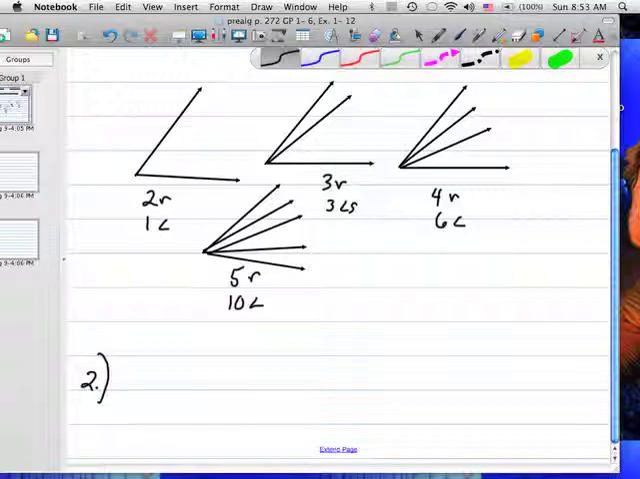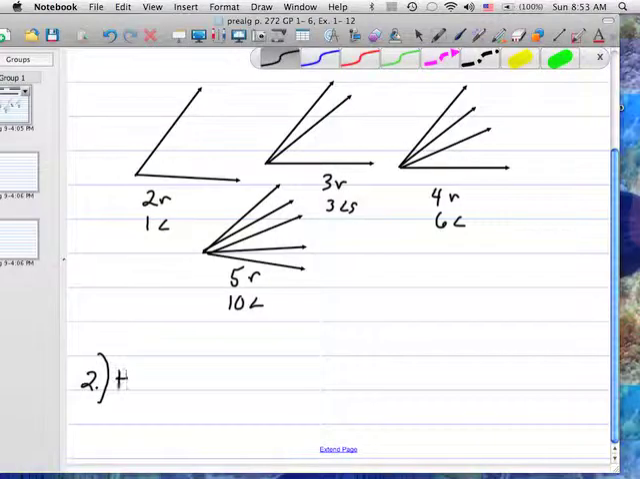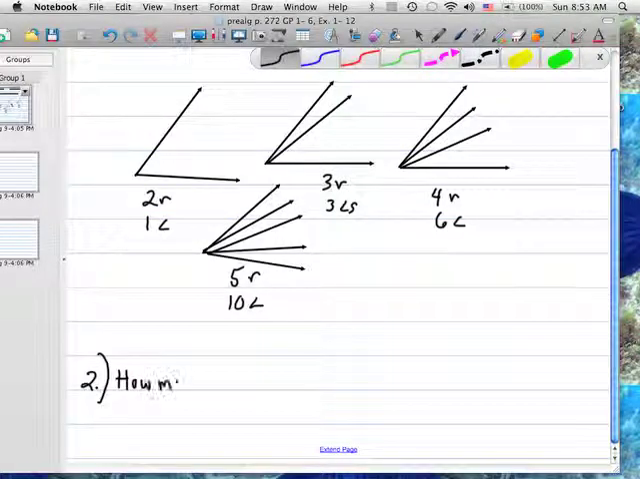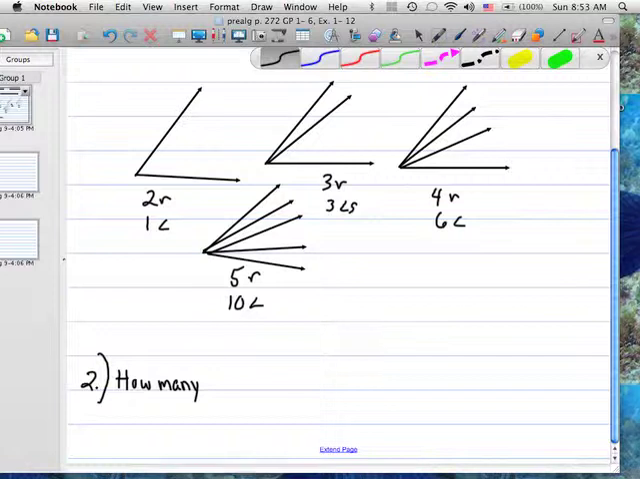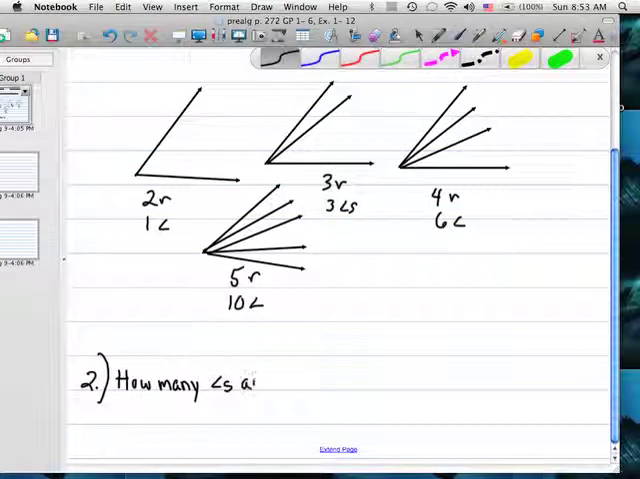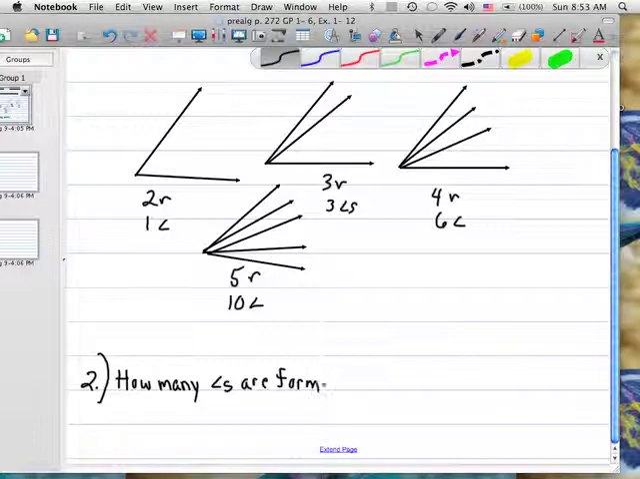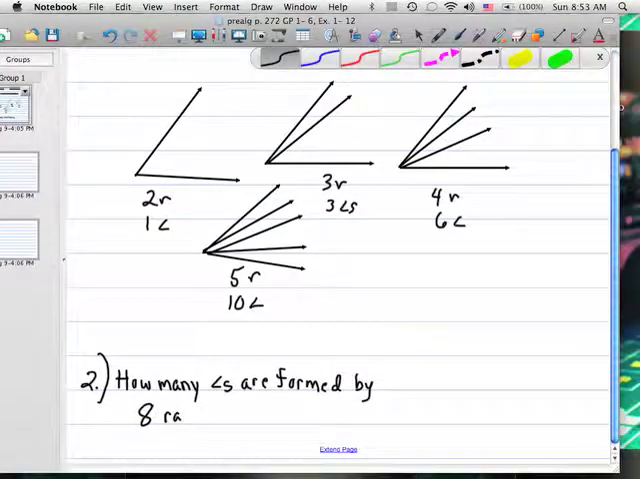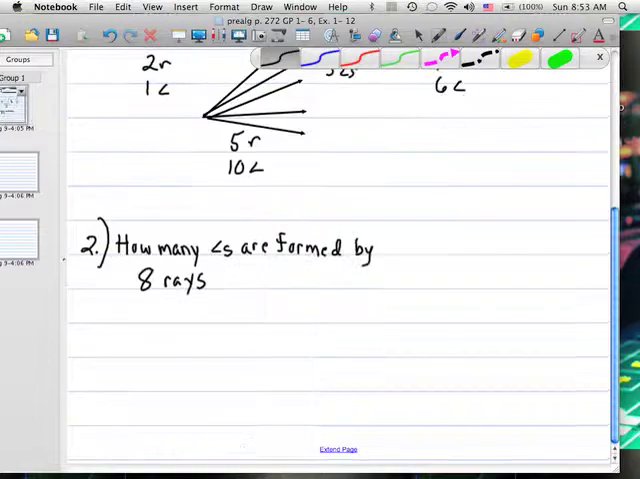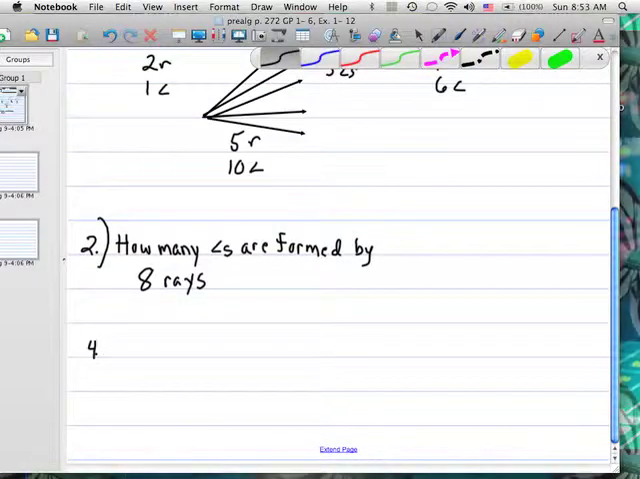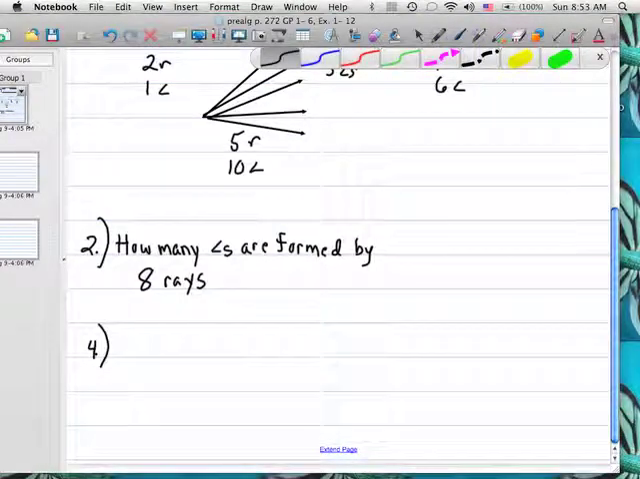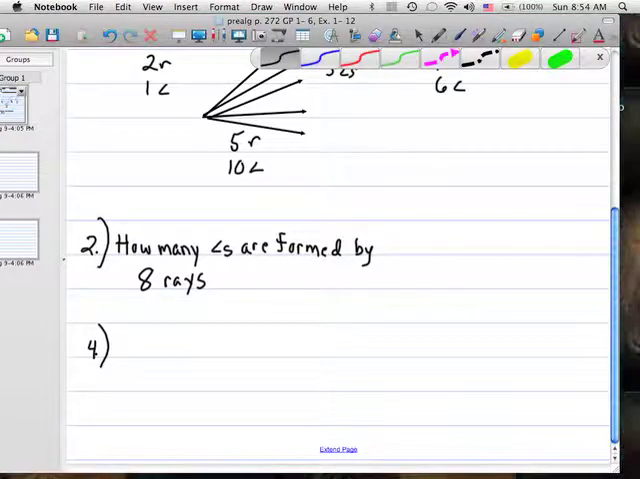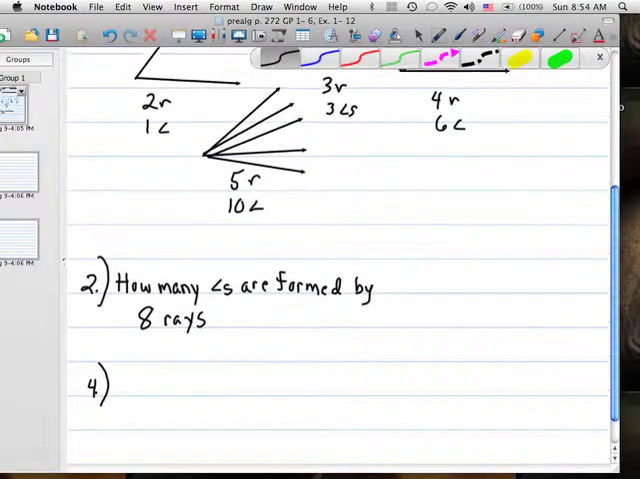So question number 2 says, what is the question that has to be answered? And it is, how many angles are formed by 8 rays? And then question number 4, in the figure above, it shows 4 rays with a common endpoint. Name the 6 acute angles.